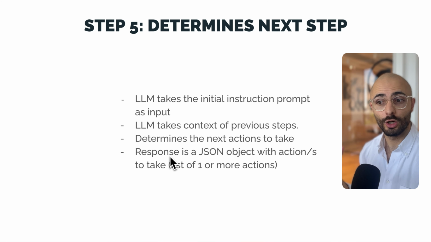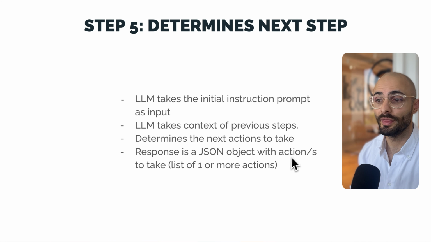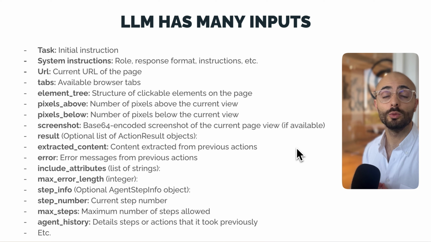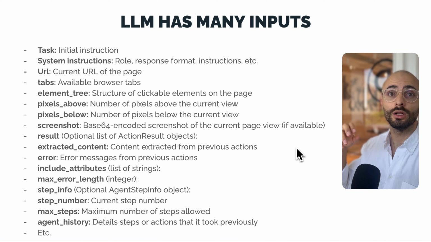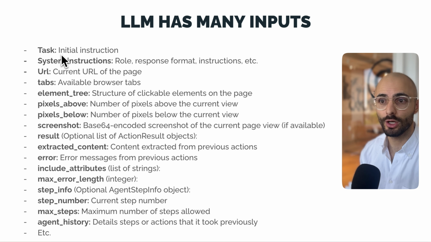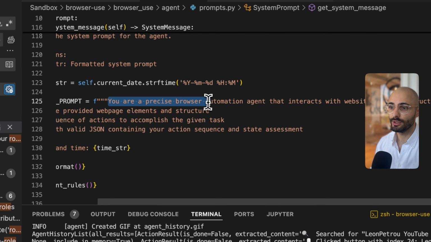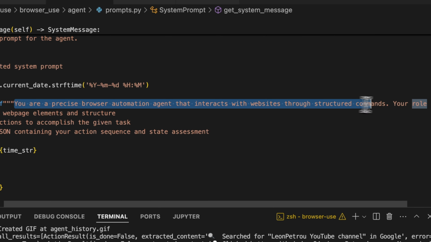Then the response from the large language model is a JSON object with actions to take. And this can either be just one action to take, for example, going to a URL, or it could be a sequence of actions, for example, typing in the input field and then clicking the search button. So the large language model will take in many different inputs, and these are the inputs that are gathered from the browser scraping as well as from the user input. So the user input is the task, the initial instruction. It takes as input the system instructions, which is stuff like the role, the response format, the instructions, etc. So if you're curious what that looks like, here's the system prompt. You are a precise browser automation agent that interacts with websites through structured commands.